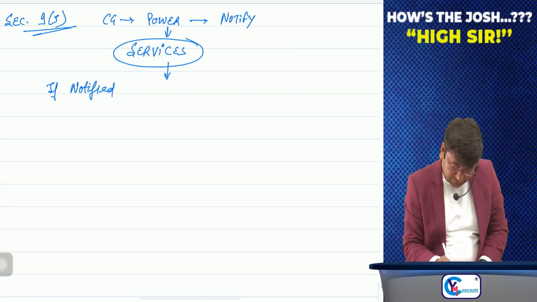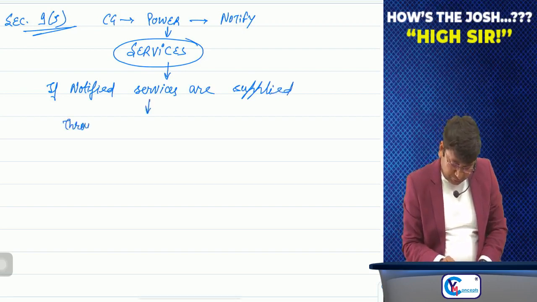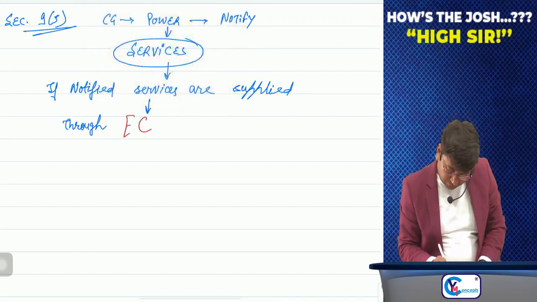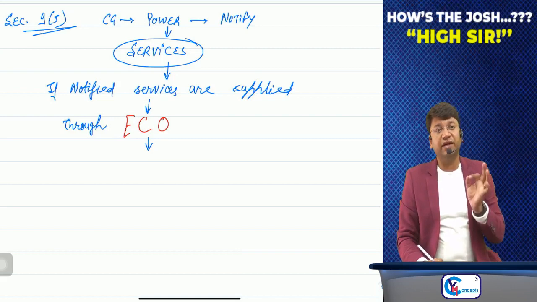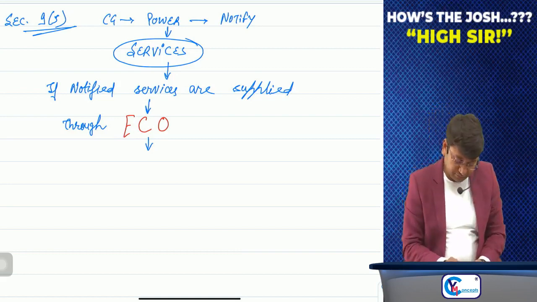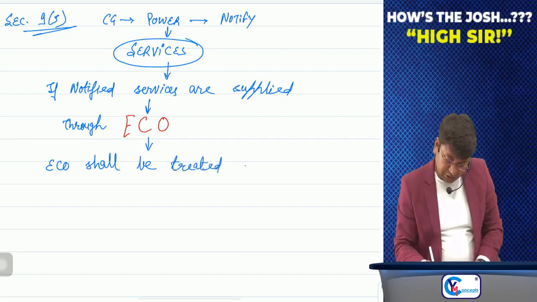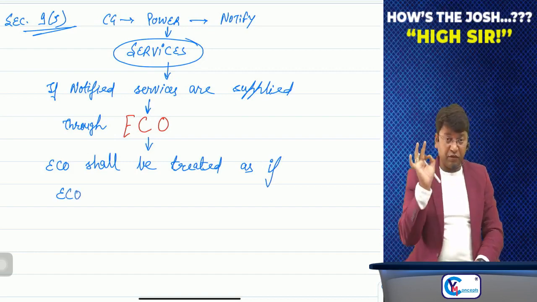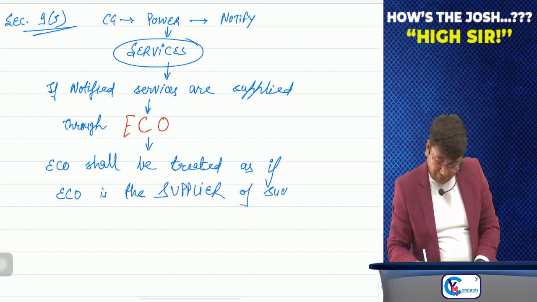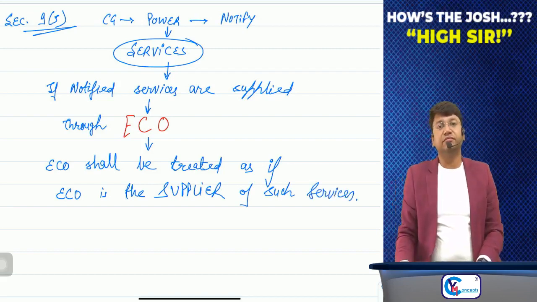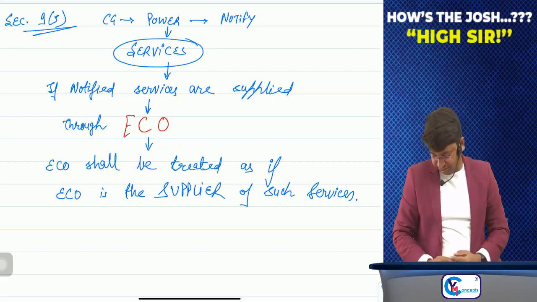notified services are supplied through electronic commerce operator, if you are supplying the notified category of services through electronic commerce operator, then such ECO shall be treated as if, please focus on the words, as if ECO is the supplier of such services, as if ECO is the supplier of such services, full stop. Section number 9 subsection 5.